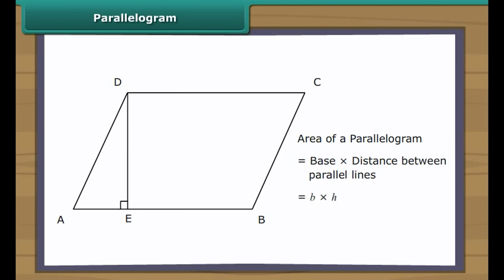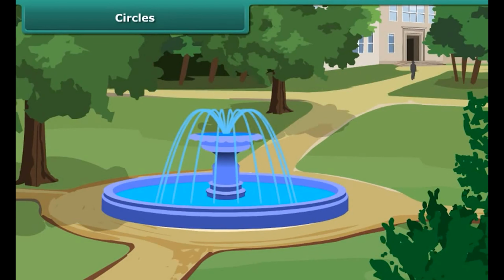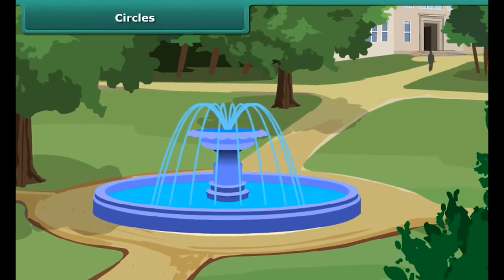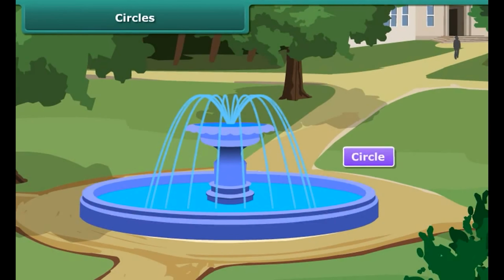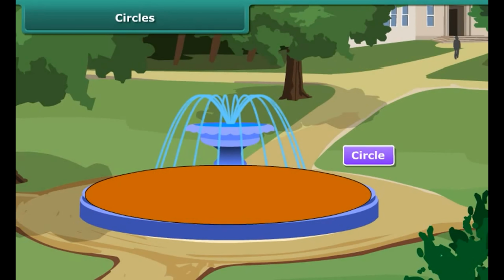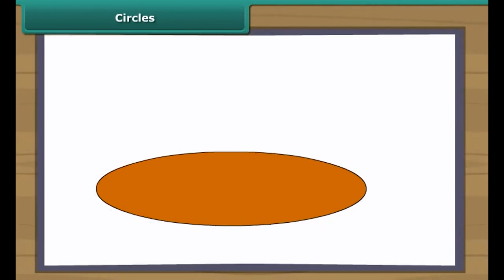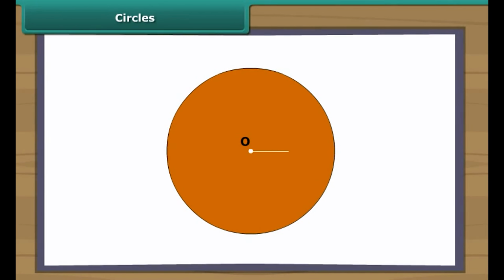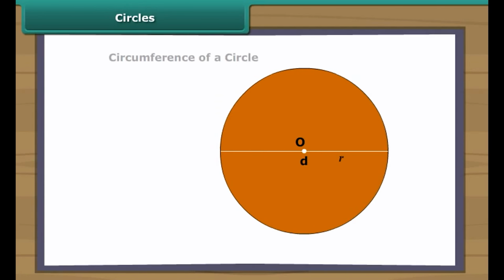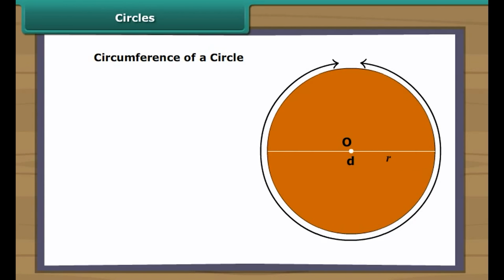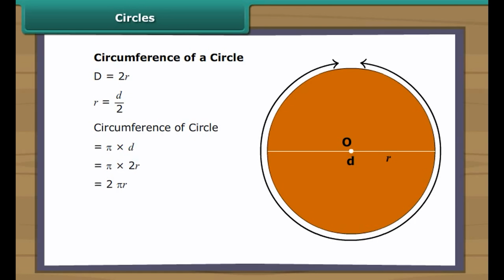Circles. Students, have you noticed the shape of the fountain? The fountain is in the shape of a circle. Can you measure the circumference of the circle? Yes. If you know the radius of the circle, then by using the formula of circumference of a circle. Circumference of a circle is the distance around a circular region. In other words, the boundary of the circle. Circumference of a circle is the product of a constant called pi and its diameter, or twice the product of pi and radius of the circle.